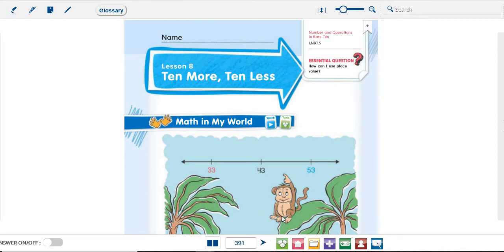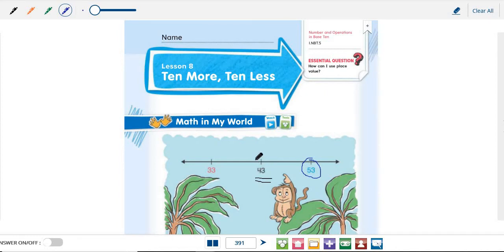Look at this monkey. It's pointing to number 43. What's the number that is 10 more than 43? The next number or the previous number? Yes, of course, it's the next number. So please grade 1, in your book, circle this number. It's 10 more than 43.